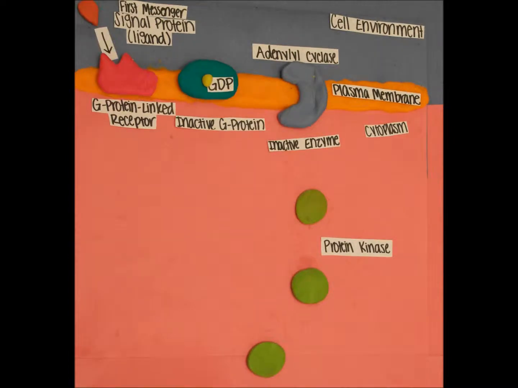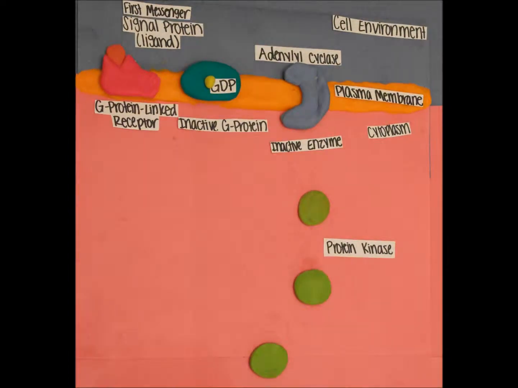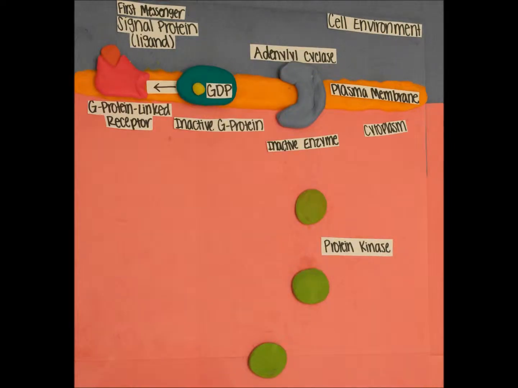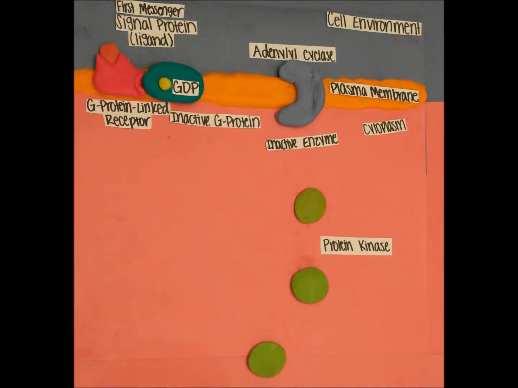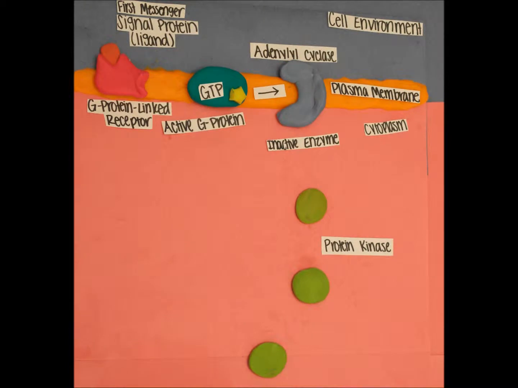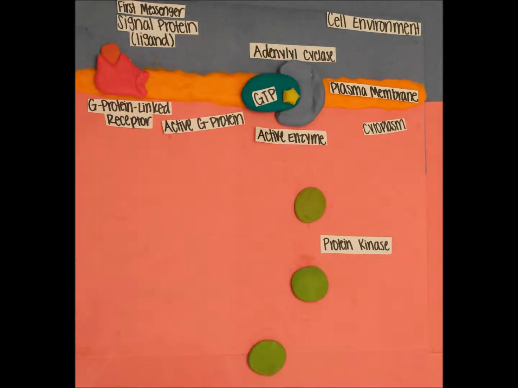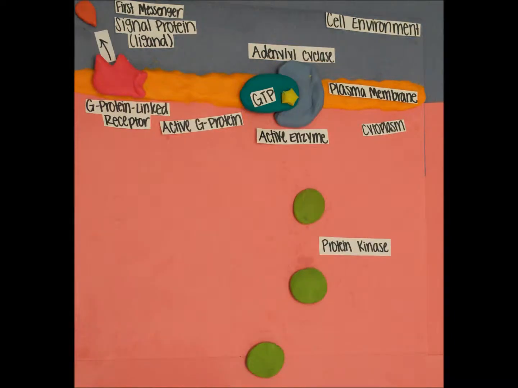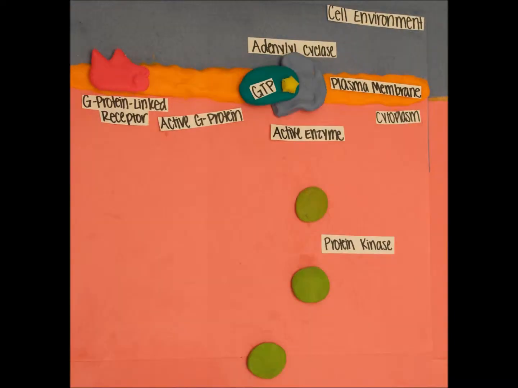When the specialized signaling molecule or ligand bonds to the G protein coupled receptor, the receptor is activated and changes shape. The inactive G protein then binds to the receptor and is activated when a GTP replaces the GDP. Once the G protein is activated, it separates from the receptor and diffuses along the membrane and binds to a specific enzyme. The enzyme is activated and changes shape.